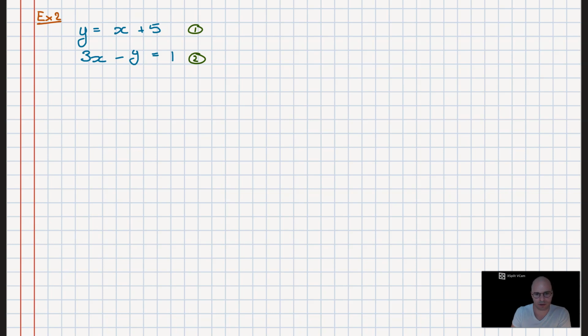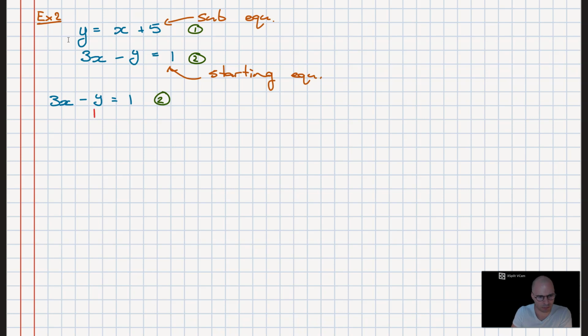Now, when picking an equation to start off with, you want to go with the equation that will give you the least resistance. Looking at this, in the first equation here, y is already the subject, so this would be a really good equation to use as the substitution equation. So I'm going to go with equation 2, 3x minus y equals 1. Just label it 2 there so I know what I'm doing.